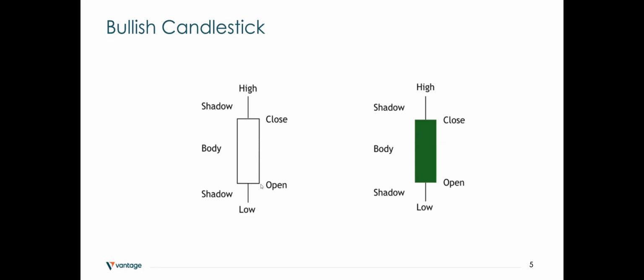The difference between the open and close forms the body of the candle. So essentially, if the open is below your close, you form a green candle, or depending on the chart colors that you have placed, in most cases it's green in color. It forms the body of the candle.